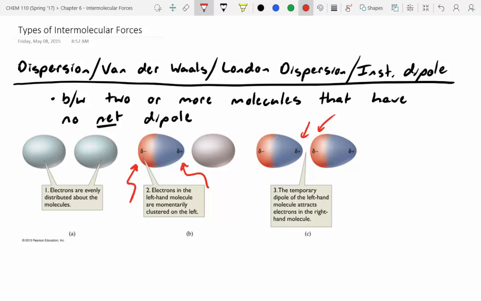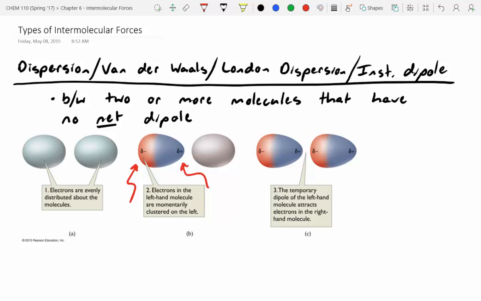Yep? Is that because you're taking the picture, or is that because there's a chance that it could be either one? So it really has to do with the fact that electrons can't be everywhere at once. So in a molecule, the fact that you have electrons means there's always going to be a probability of your electrons not being evenly distributed, right? And because they're not evenly distributed, you'll always have one side of your molecule that's slightly more electron-rich than the other, and that can cause it to stick to another molecule that's also experiencing that phenomenon.